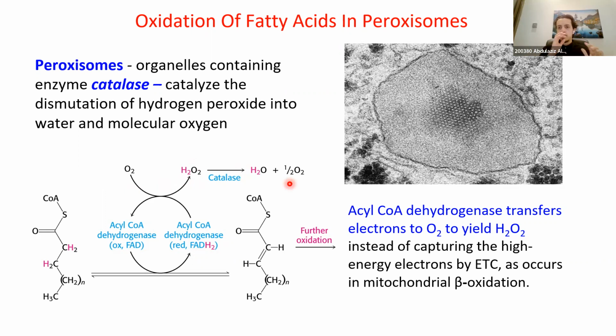The difference is that the peroxisomes, during the dehydrogenation reaction, will put the hydrogens onto an oxygen, creating hydrogen peroxide. Of course, hydrogen peroxide is very acidic. We don't want that in our body. So then the peroxisomes have the enzyme catalase, which will convert the hydrogen peroxide into water and oxygen. So that's all you guys have to know from here: the usage of catalase and the addition of the hydrogen atoms onto oxygen instead of FAD.